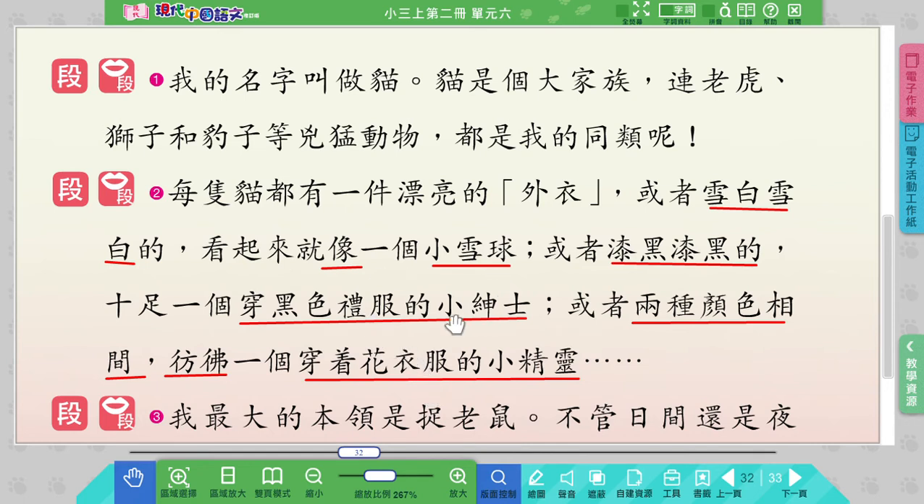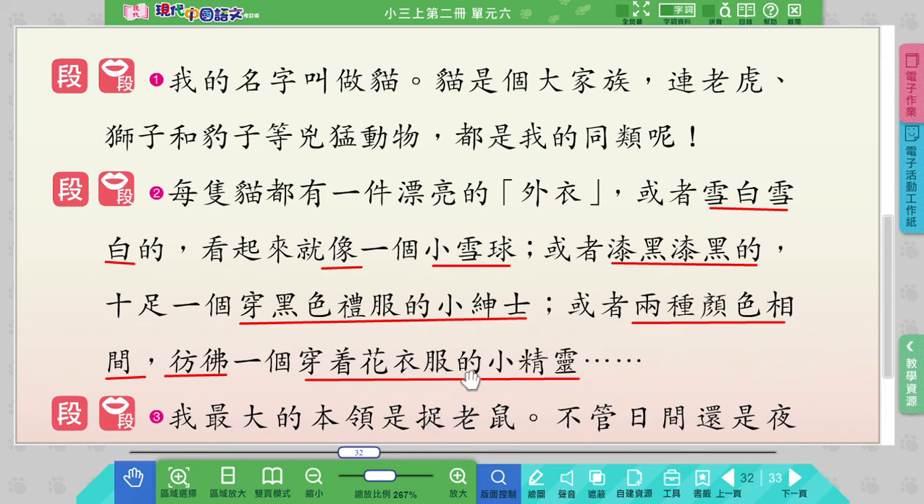So I conclude this paragraph: there are 3 different colors. So the white cat looks like a snowball. The black cat looks like a gentleman wearing black formal dress. Both colors, black and white, look like a small elf wearing clothes of different flower patterns.